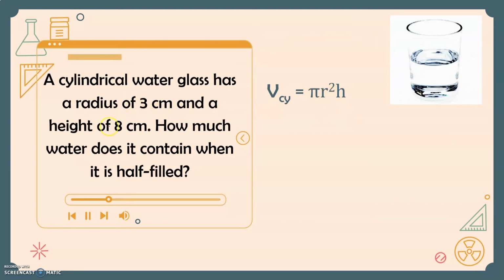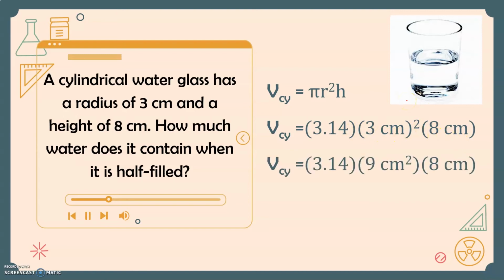height. Substituting the given information in the problem, we'll have 3.14 times 3 centimeters squared times 8 centimeters. 3 centimeters squared is equal to 9 square centimeters. Multiply it to 3.14 and 8 centimeters. We'll have 226.08 cubic centimeters. Okay, this is the volume of the entire water glass.